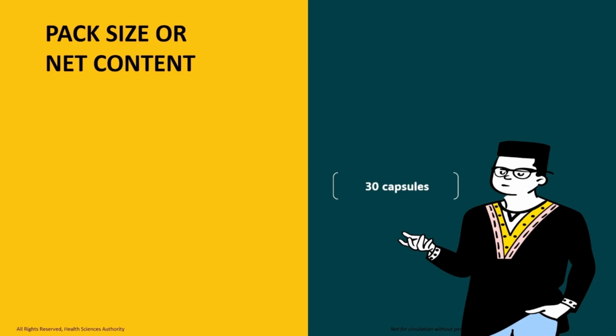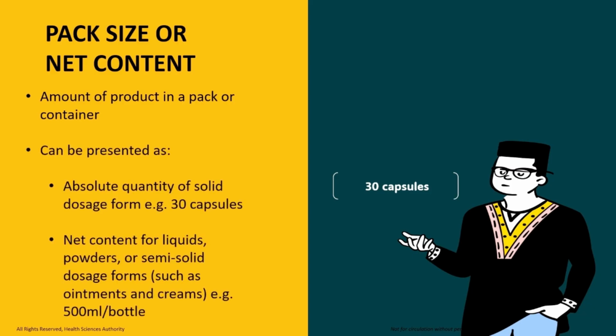Pack size or net content. This is the amount of product in a pack or container. This can be presented in absolute quantity, such as 30 capsules per container. For dosage forms such as liquids, powders, or creams, the net content, for example, 500 milliliters per bottle, may be used.